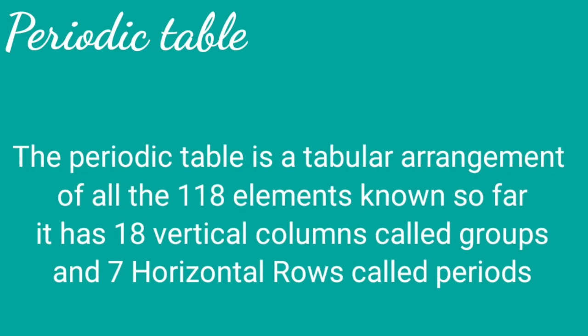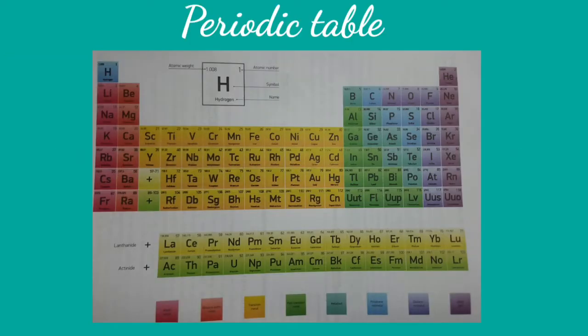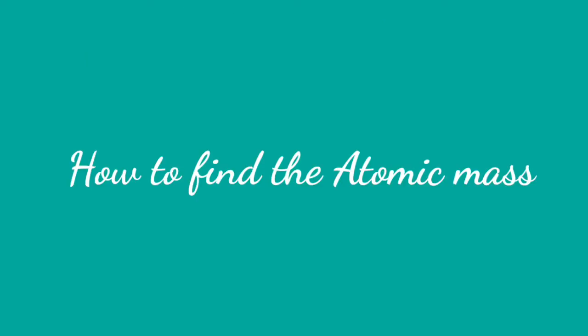Periodic table. The periodic table is a tabular arrangement of all the 118 elements known so far. It has 18 vertical columns called groups and 7 horizontal rows called periods. Image of a periodic table. How to find the atomic mass?